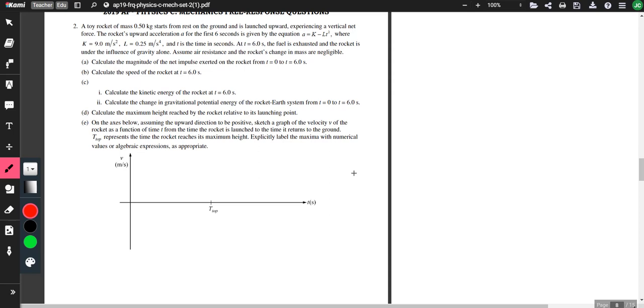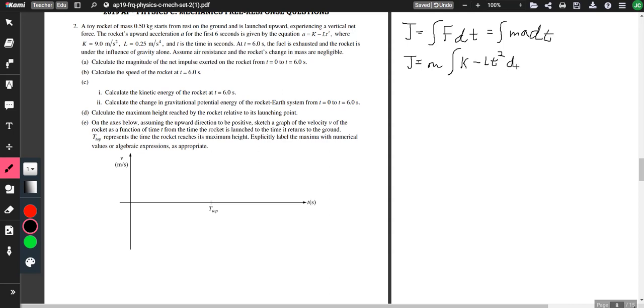All right, so if you look on the reference table, the equation for impulse is given as the integral of F with respect to time. I can rewrite this as the integral of mass times acceleration with respect to time, since I have the equation for the acceleration. Since the mass is constant throughout, I can pull it out of the integral. And now I'm doing the integral of k minus lt squared with respect to time.